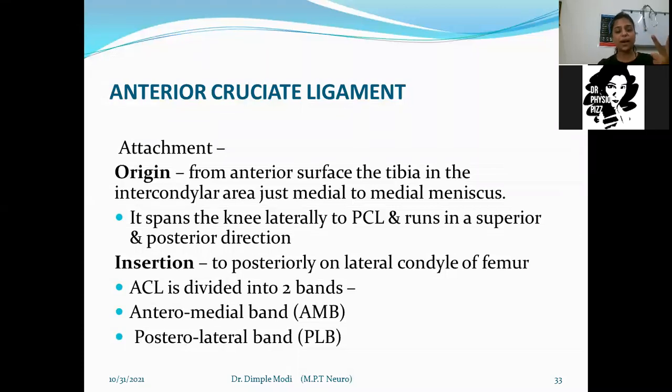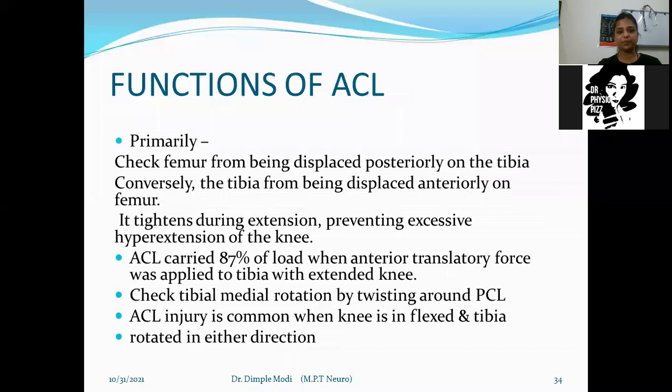And there are two bands, the anterior medial band and the posterior lateral band. All these things you have to imagine. When you imagine, you will be able to understand the positions of the ligaments. So what are the functions of the ACL? It primarily checks the femur from being displaced posteriorly on the tibia. Conversely, it checks the tibia from being displaced, so it covers both: it doesn't allow the femur to go backward, and the tibia doesn't go anteriorly.